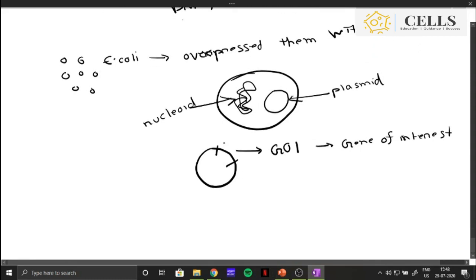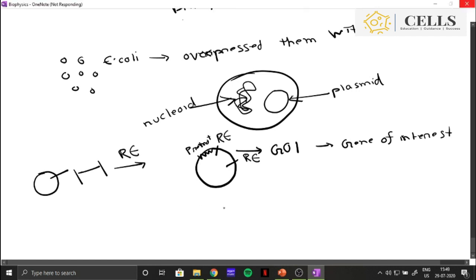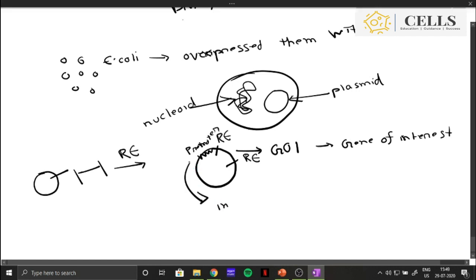For this gene of interest, you have the restriction enzyme sites at both ends. So it was an ordinary plasmid, and you have a gene of interest. You added restriction enzymes, so it cuts the plasmid at two ends and incorporates the gene of interest in this plasmid. You have a promoter sequence here that is inducible by IPTG.